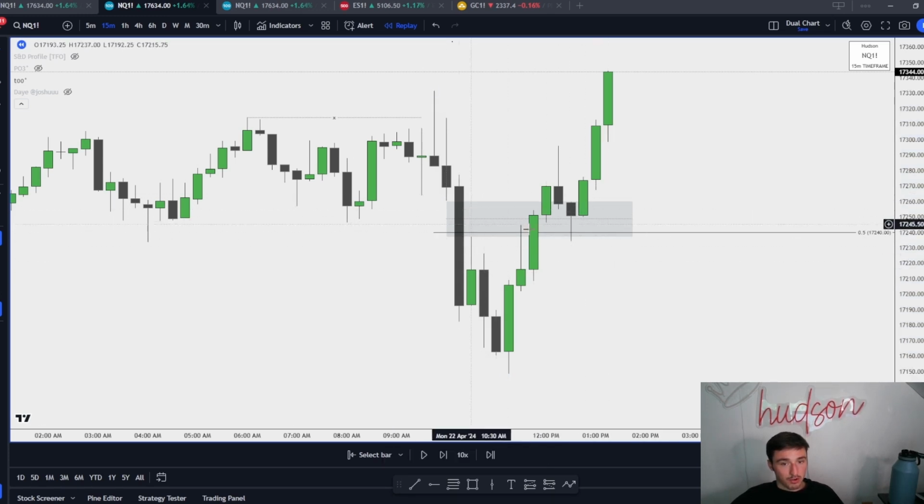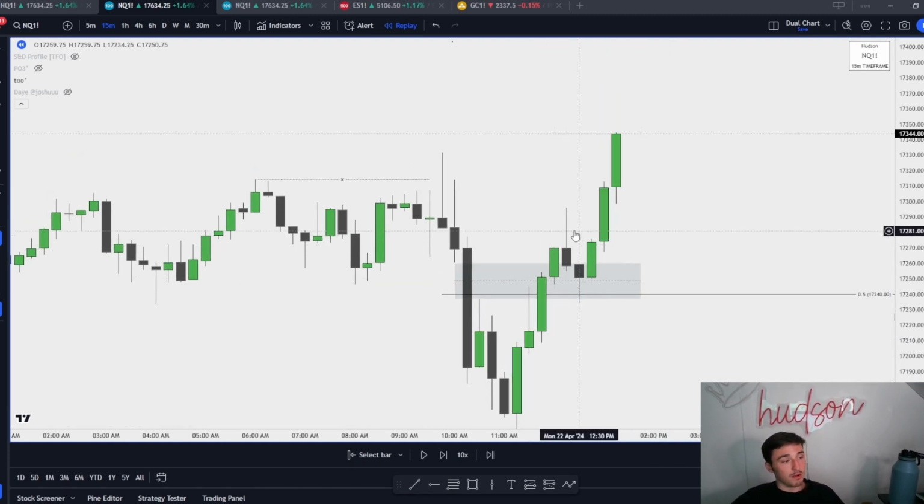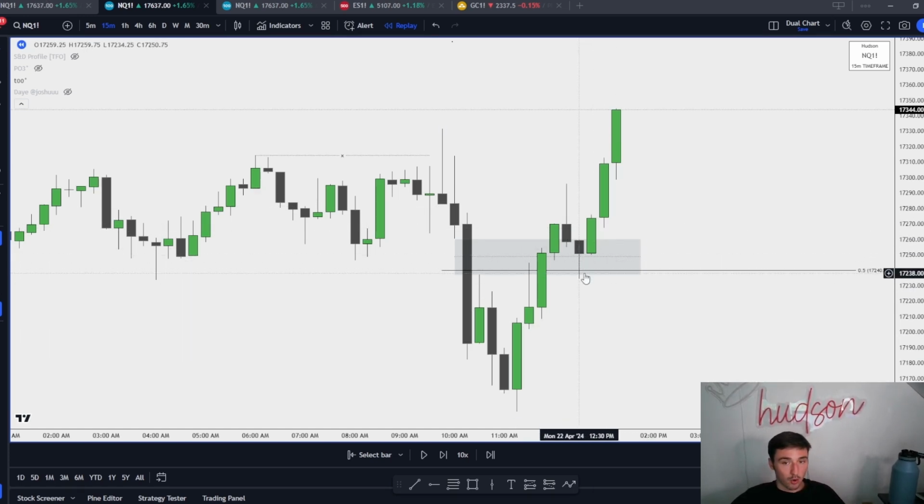Equilibrium, right? Premium. This is a premium fair value gap. If market structure wants to remain bearish, we hold this to send us lower, but we close above it. So that is telling us market structure is now flipping bullish. Now we come in, we hold this as a bullish fair value gap, and we deliver buy side.